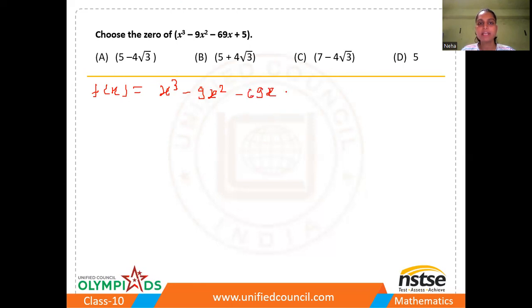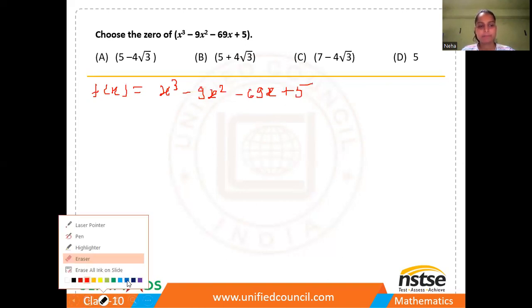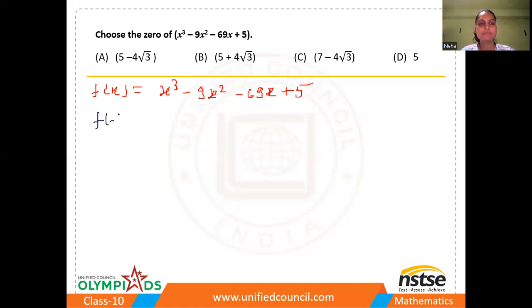So what I have to do here is choose the zeros of this equation. First let me put in some values for which this equation can be equal to 0. If I put x equal to 1, it becomes 1 cube minus 9 into 1 square, which is 9, minus 69 into 1, which is 69, plus 5. I think this is not equal to 0. Then let me put x equal to minus 5, because this equation has some big numbers like 69, so I have to put a big number here.